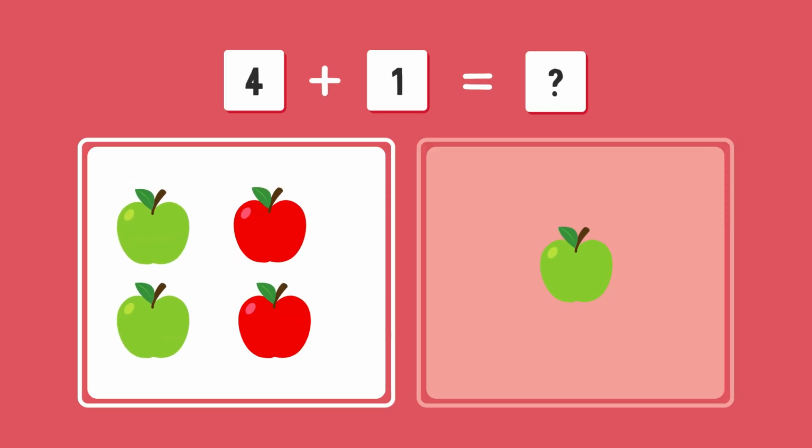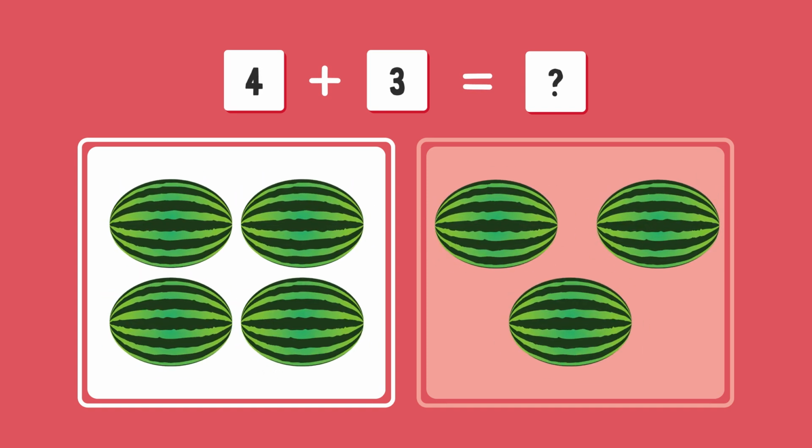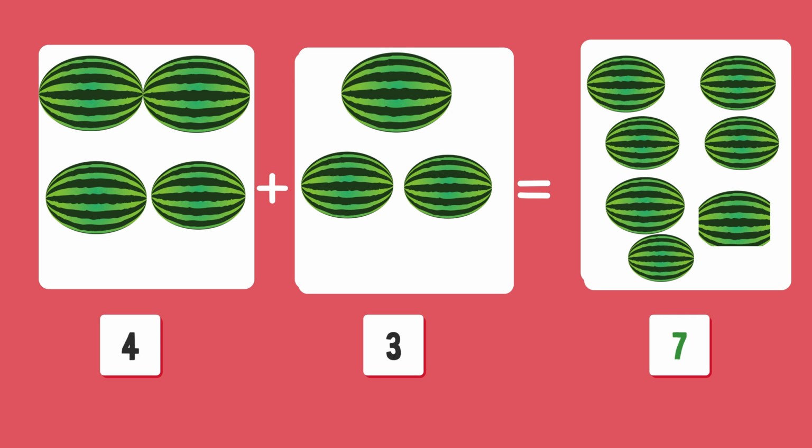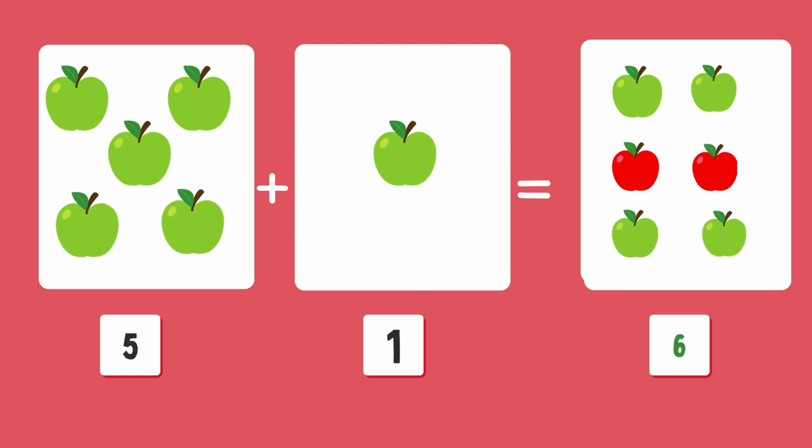What is 4 plus 1? Correct answer is 5. What is 4 plus 3? Correct answer is 7. What is 5 plus 1? Correct answer is 6.